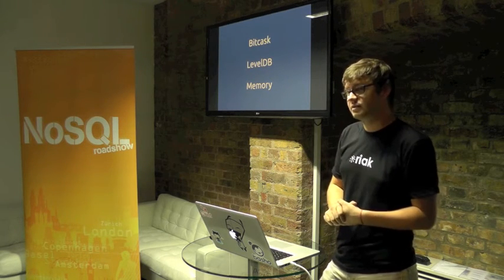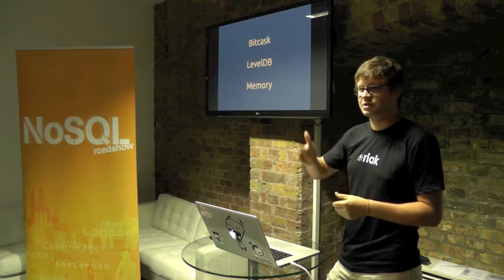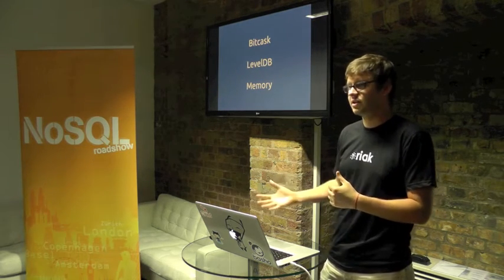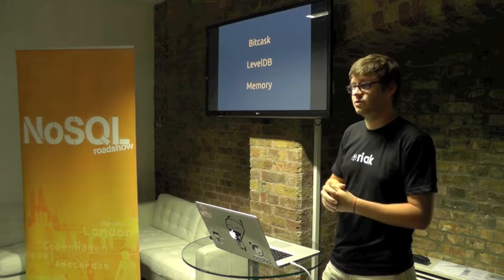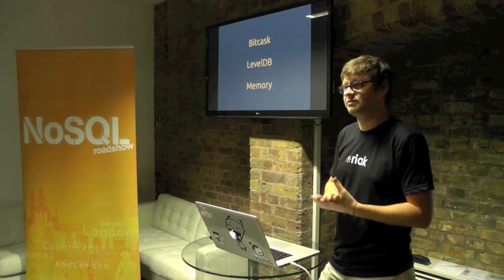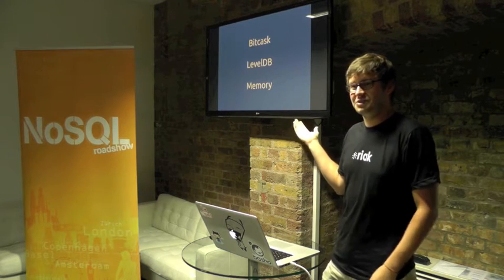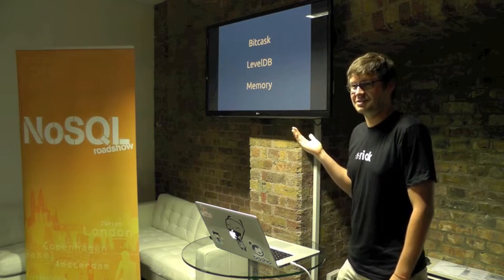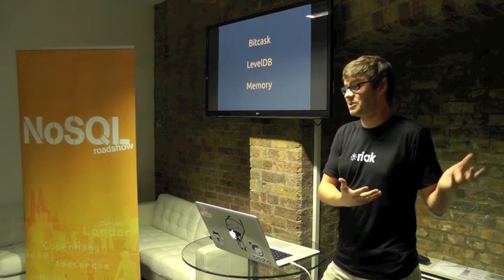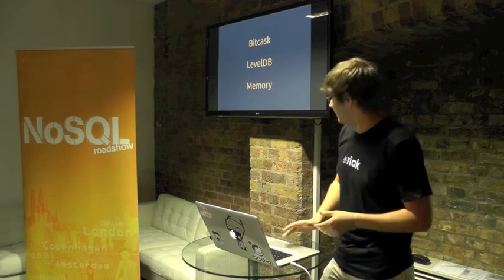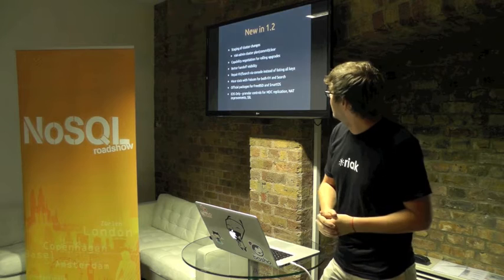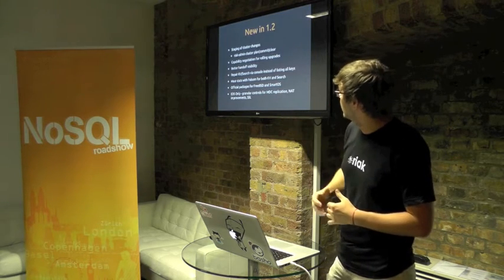Bitcask is what we actually have developed ourselves. Bitcask is just a simple append-only log. You don't get secondary indices, but it's very, very fast. High throughput. And then there's a memory backend. I wouldn't suggest that anyone use it outside of testing because it's just in memory. So if you die, you die. It's not very good.